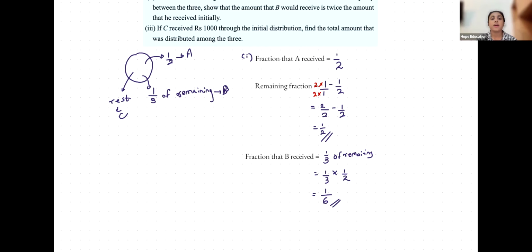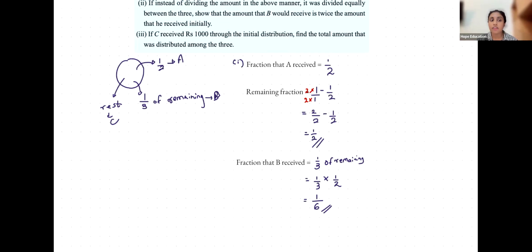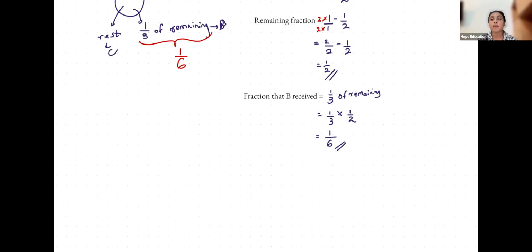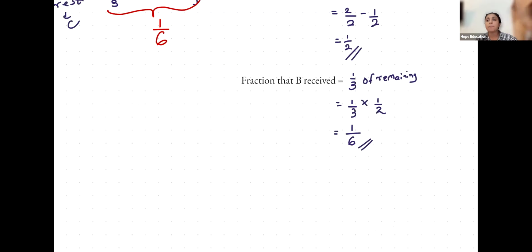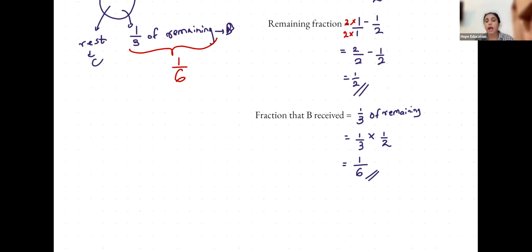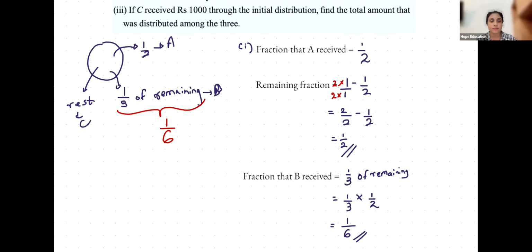I'm sorry. So now A has received half, B has received 1/3 of the remaining amount. Now we know 1/3 of the remaining amount is 1/6. Then after both of them are gone, the rest is what C gets. So let's see how much she has gotten. First of all, we have to see the total that A and B have gotten. A got half, B got 1/6.